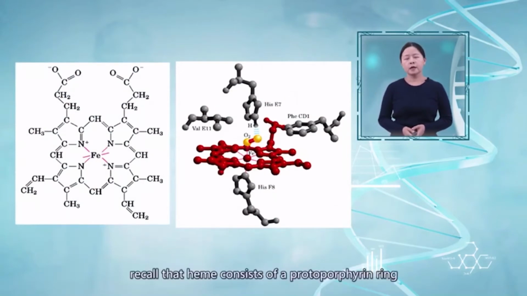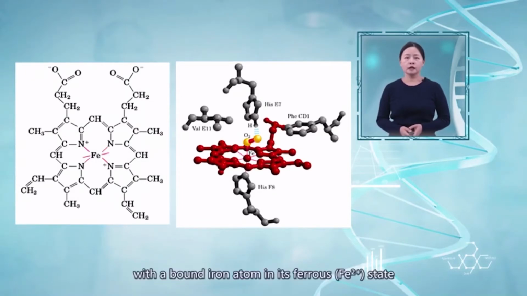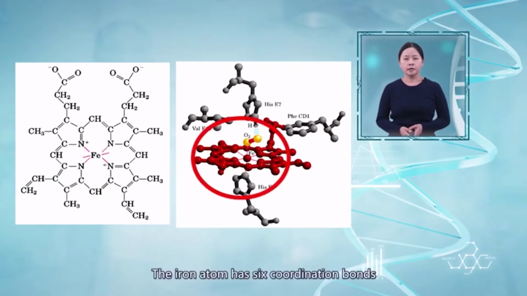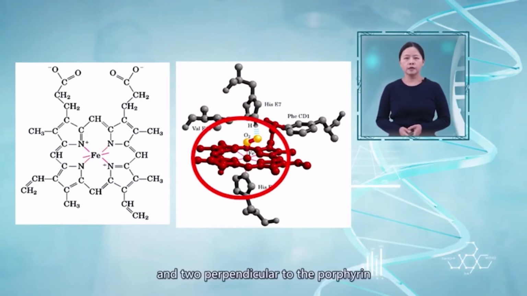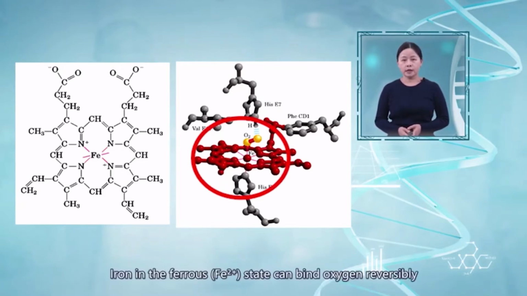Recall that heme consists of a protoporphyrin ring with a bound iron atom in its ferrous state. The iron atom has 6 coordination bonds, 4 to nitrogen atoms of the porphyrin ring and 2 perpendicular to the porphyrin. One of these is the binding site for oxygen. Iron in the ferrous state can bind oxygen reversibly.